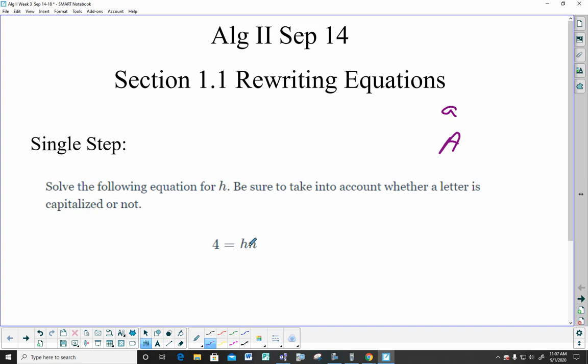N is attached to it. It's held by multiplication. You undo multiplication by dividing, so you divide by N. Your answer then is H equals 4 over N, and you're done. Just answer that in Delta Math.